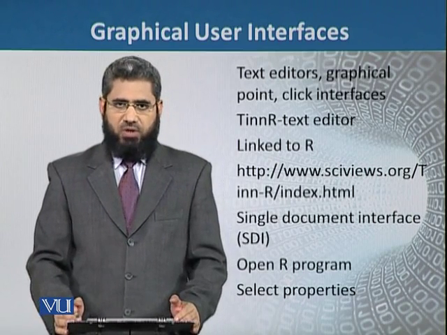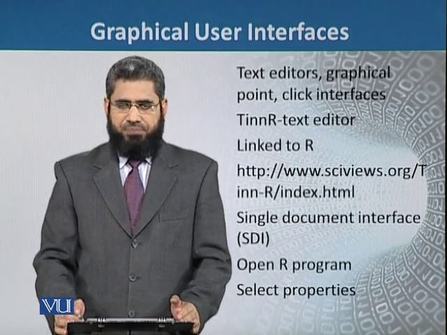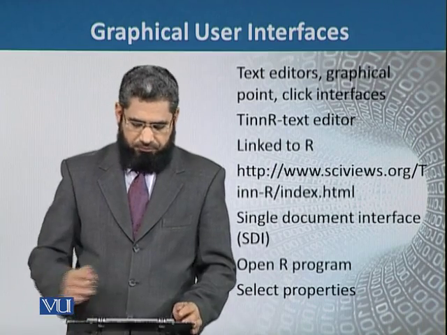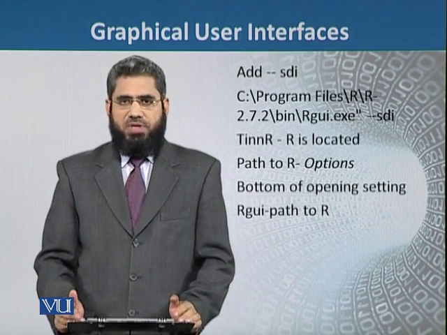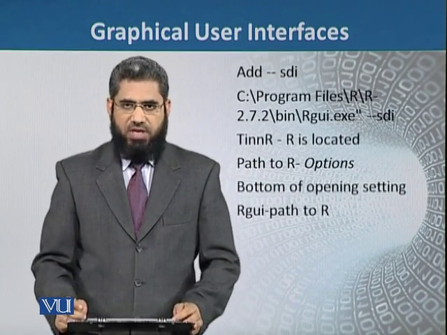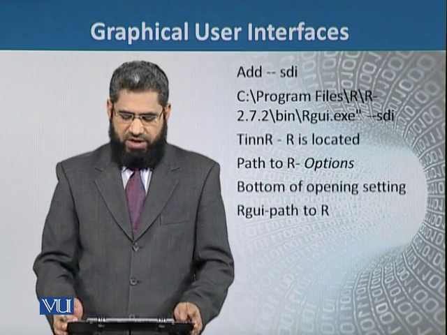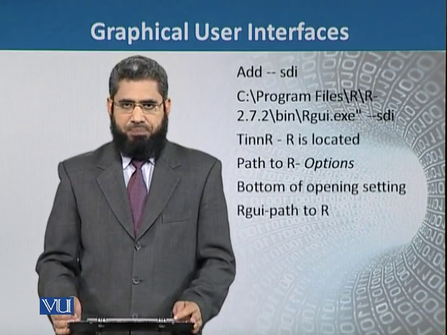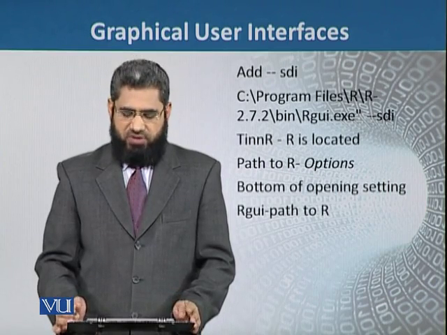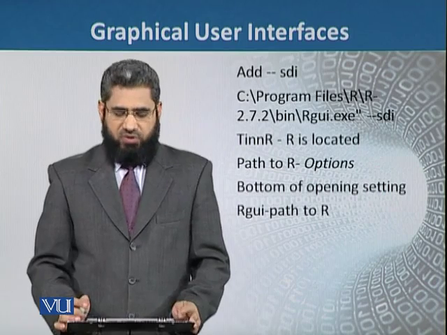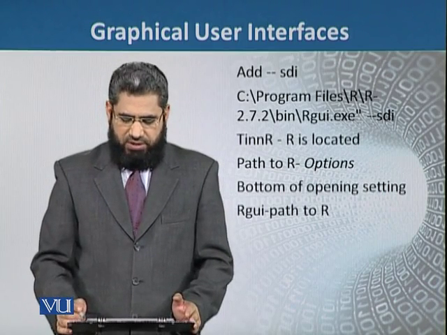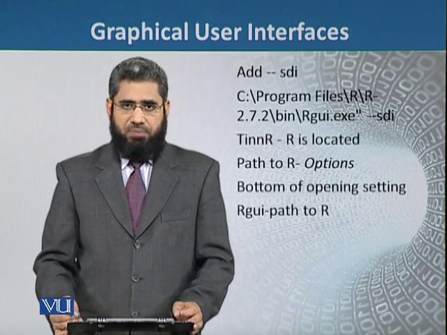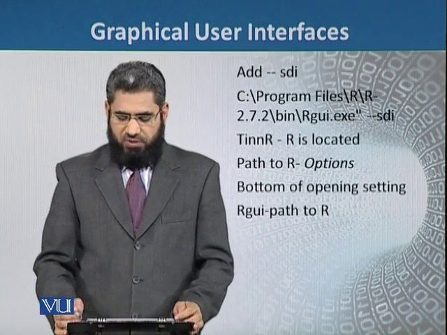After downloading, if we right click the icon of Tinn-R, then one window will appear, and in that window we have to click Properties. In the properties we have to add the SDI at the end of the path. In the properties we know where the file is present. So after locating the file, we just add the SDI at the end of the path of the file, and this will be very useful for Tinn-R to work in R. It will become easier for Tinn-R to process in the R language.